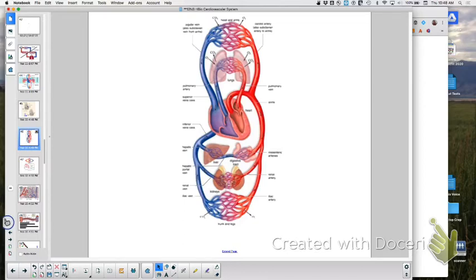Where's the next place it goes? Yes, the esophagus. Good. And where does it go after that? The stomach. Good. Okay? So it goes into the stomach. Now, where does it go after the stomach? Small intestine. And then after the small intestine is the rectum and the anus.